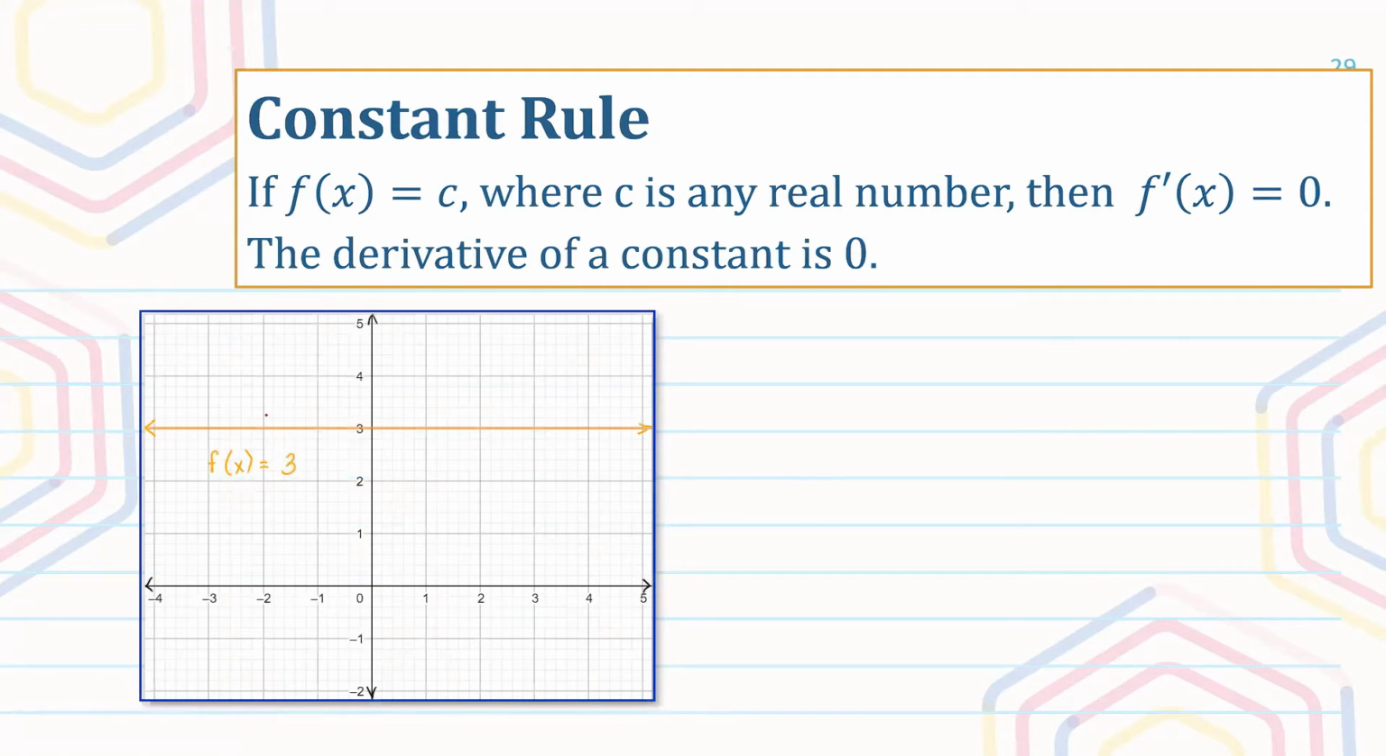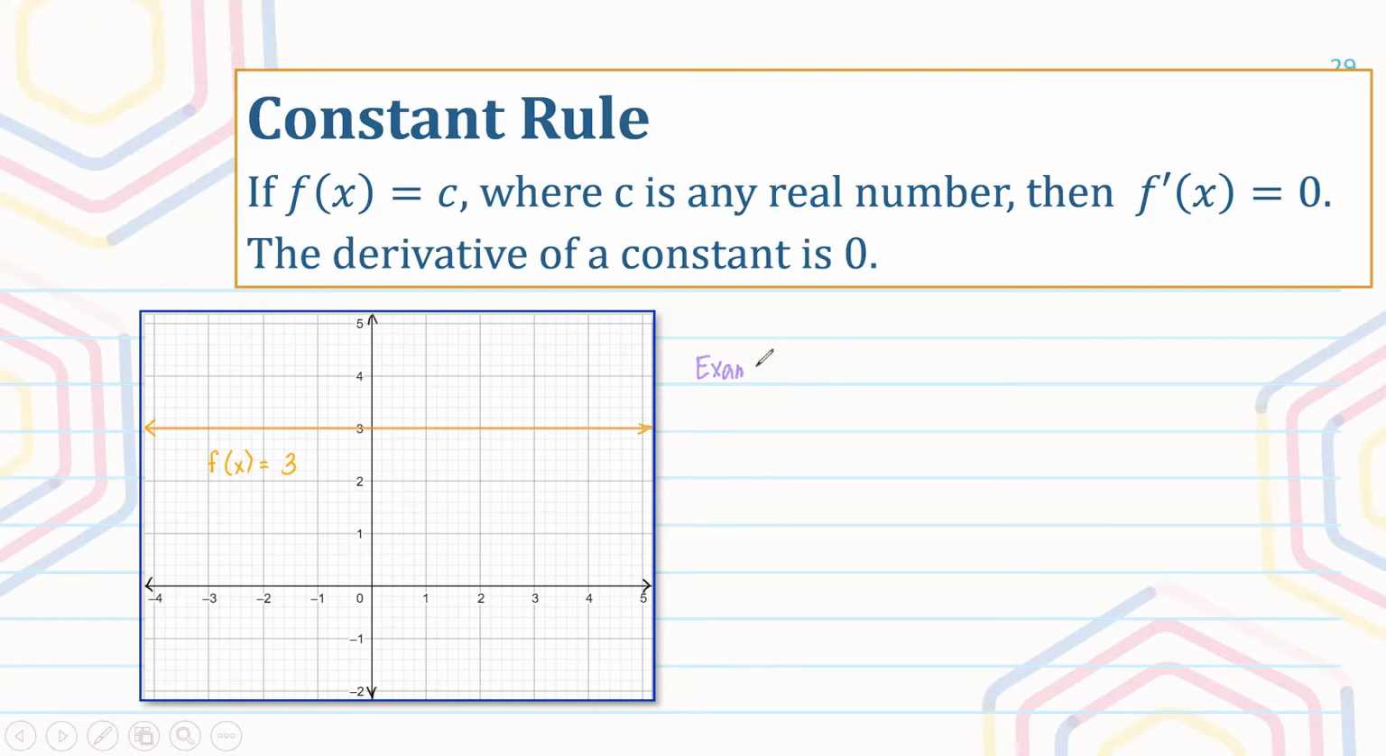Let's illustrate. We have here the graph of f of x equals 3. So f of x equals 3 is just a horizontal line passing through the point (0, 3). So the slope of a horizontal line is 0. That is why the derivative of a function that is equal to a constant is equal to 0.